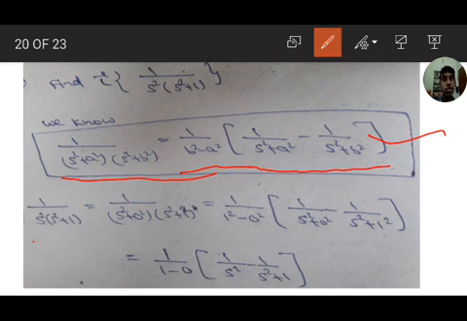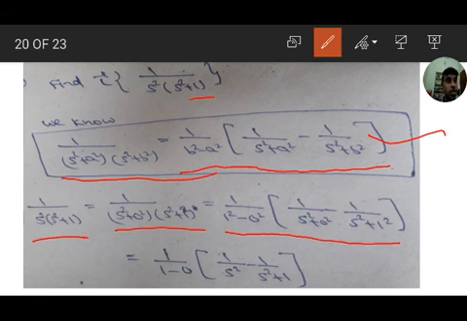So 1 by s square into s square plus 1 equals s square plus 0 square, s square plus 1 square. 1 can be written as 1 square. So a square equals 0, b square equals 1. So by the formula, 1 by 1 square minus 0 square into 1 by s square plus 0 square minus 1 by s square plus 1 square. And 1 square minus 0 square means 1 minus 0, that is 1 by s square minus 1 by s square plus 1.